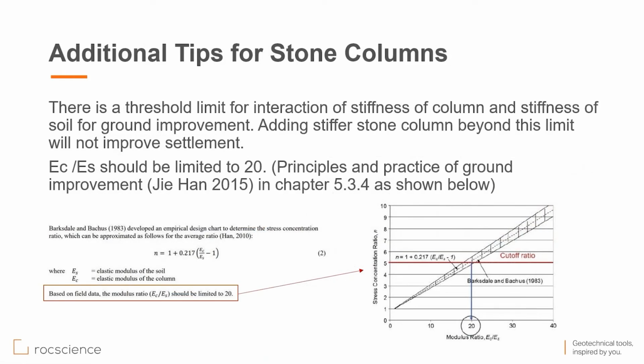Some additional tips for stone columns is that there is a threshold limit for interaction on stiffness of the column to the stiffness of the soil for ground improvement. So adding a stiffer stone column beyond this limit will not improve the settlement. And the elastic modulus ratio for this, the EC, elastic modulus of column, to the ES, the surrounding soil stiffness, should be limited to 20. And this is presented from the Principle and Practice of Ground Improvement by G.A. Han. And you will see in this equation where when they calculate the stress concentration ratio, they have this cap limit of the modulus ratio of EC over ES equaling 20.